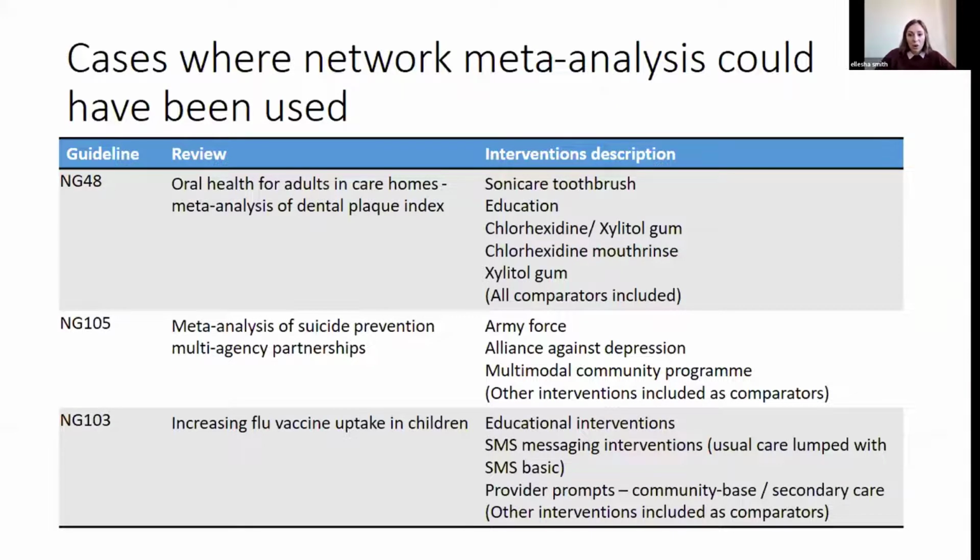An evaluation of the interventions reported in the reviews concluded that 50% of reviews had lumped multiple interventions into a control versus intervention pairwise meta-analysis. Some examples of this are given in the table, where multiple interventions in the right-hand column were lumped together. Many reviews also performed a series of pairwise meta-analyses. And in these cases, a network meta-analysis could have been used to compare the effectiveness of multiple interventions.